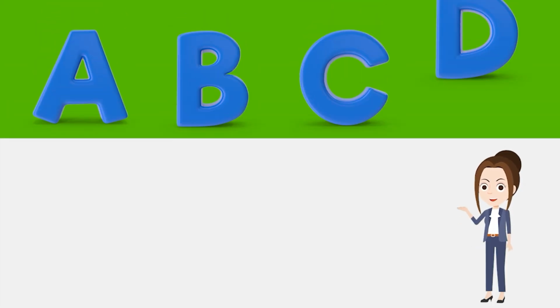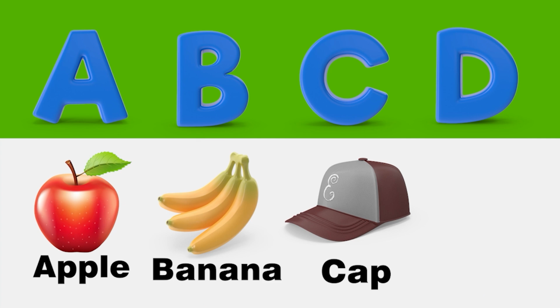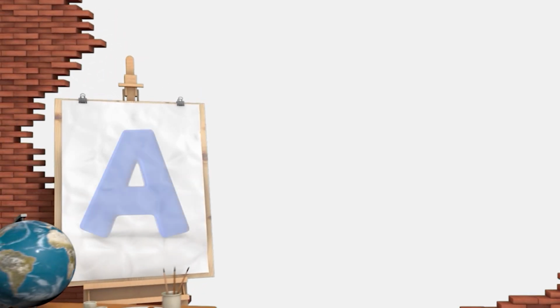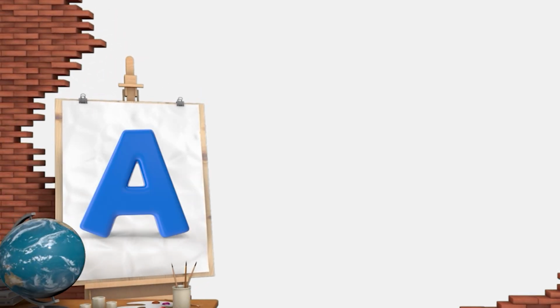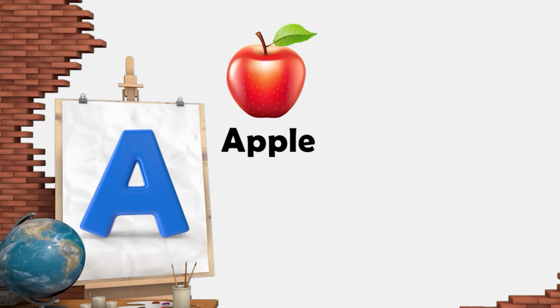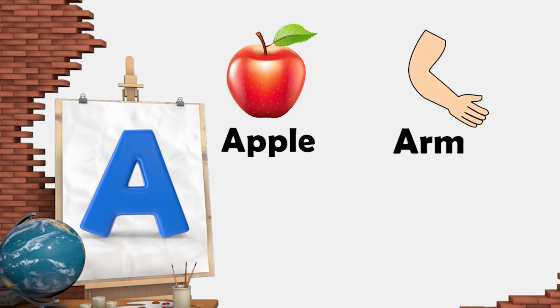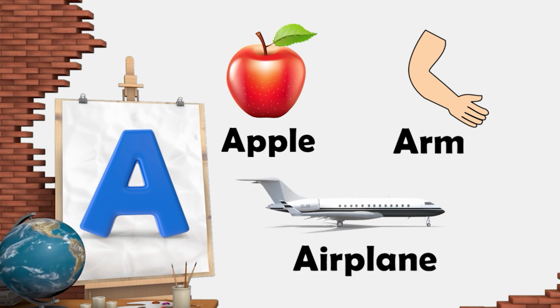Hey kids, let's learn the alphabets. A. A is for apple. A is for arm. A is for airplane.